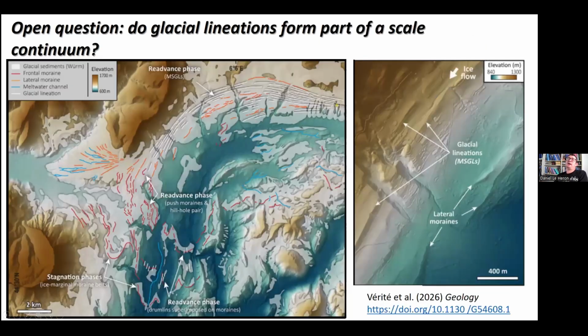Okay. Another question entirely, and this paper was only published 2 weeks ago, or maybe just last week, but I felt desperate to try to include it to show it because it's a really good paper. The things we've seen are quite small, but you can perhaps scale them up. At the size of a landscape, you can see big lineations, mega scale glacial lineations, they're known as here, MSGLs.